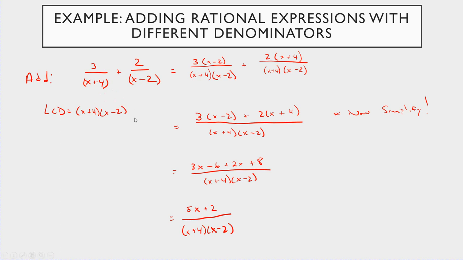All right, let's try a little bit more of a tricky one. Let's add these. So let's look at 5x minus 1 all over x squared minus 3x plus 2. And I'm going to add to it, sorry, it's a little bit not straight here, 3 over 2x minus 4. All right, so this is a little bit more complicated.